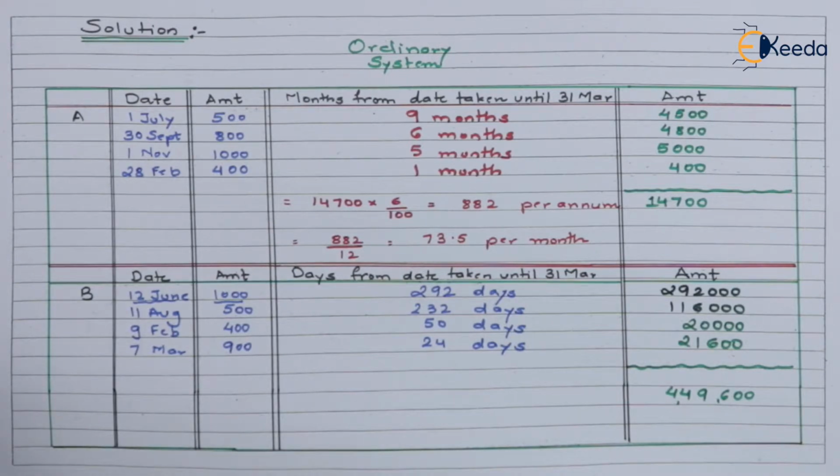1 year is equal to 365 was our assumption, so we'll take as per that on the product, which is 4,49,600.